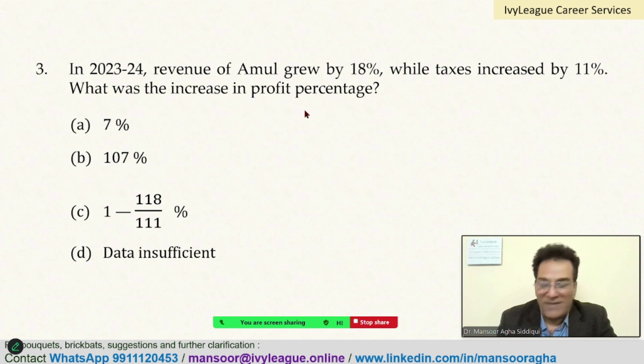So if we are calculating, not this question, but for the statement, while taxes increased by 11%, that 11% should be the increment from the previous year percentage of tax amount. And I don't know that value of the previous year. Yes, sir. So there is a lot of data which is actually missing in this question. Okay, sir.